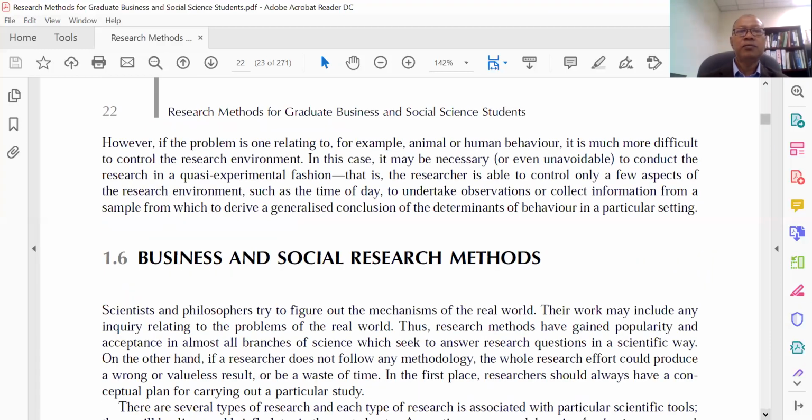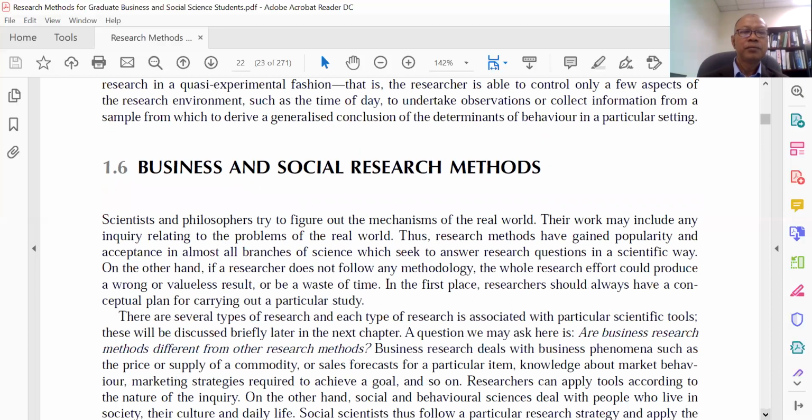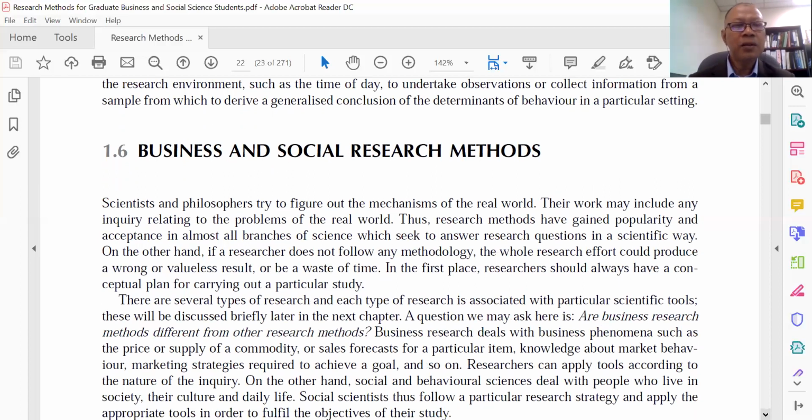So let's talk about our area, business and social science area. So for business and social research method, we are trying to do research which relates to the problems of the real world.